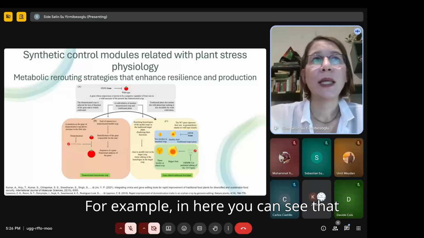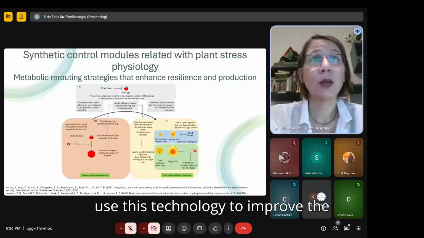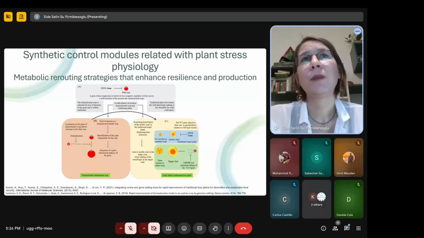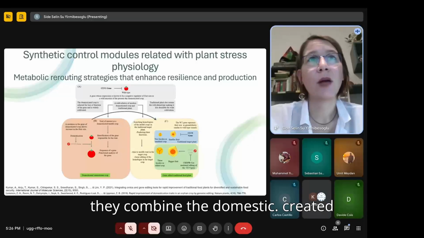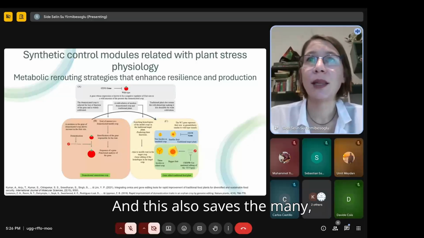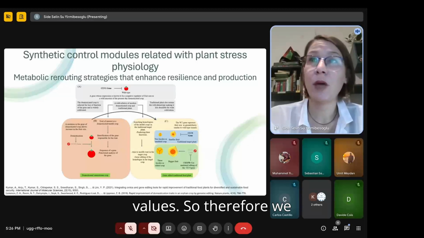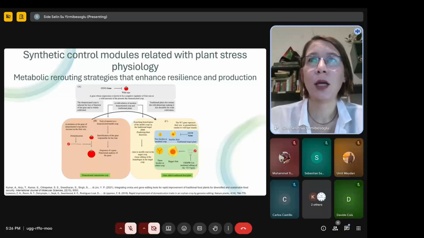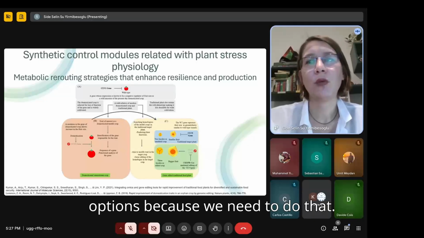For example, here you can see that Lemon and colleagues used this technology to edit the CLV1 gene to improve fruit size in the plants. So they combine the domesticated mainstream crop with a gene-edited version, and this also preserves the nutritional values. Therefore, we can reach much better options from a nutritional and agricultural perspective, because we need to do that.